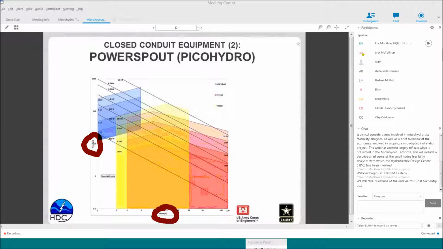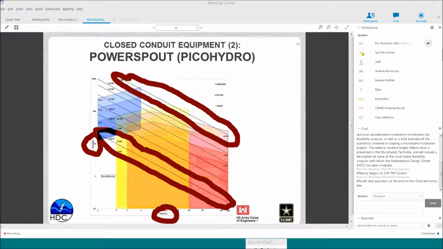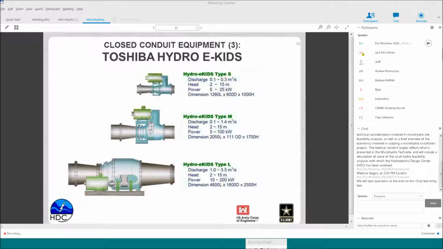So by a combination of flow and the head, we have these diagonal lines that show our power output for various PowerSpout units, ranging from 100 watts to 12 kilowatts. So if you're looking around at manufacturers' websites, you might encounter these, and feel free to reach out to HCC for assistance in interpreting what you're seeing.